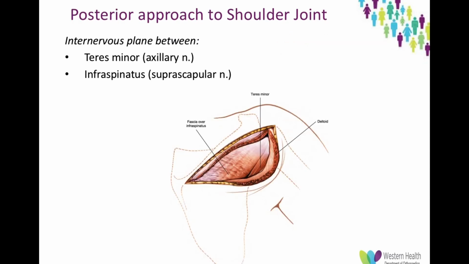The internervous plane in the posterior approach is between the teres minor, supplied by the axillary nerve, and the infraspinatus, supplied by the suprascapular nerve. As you can see, there's that interval in the picture.